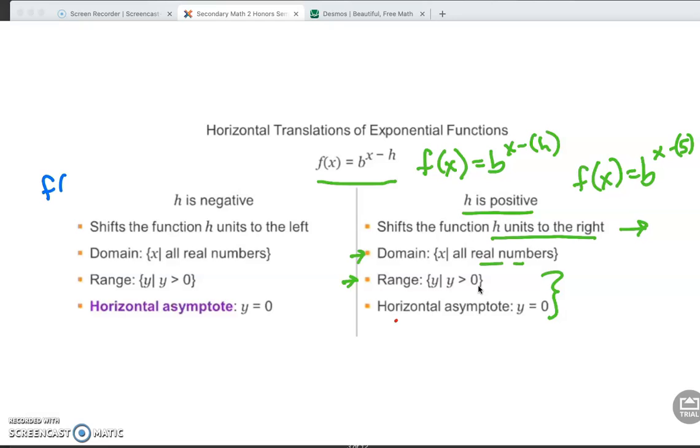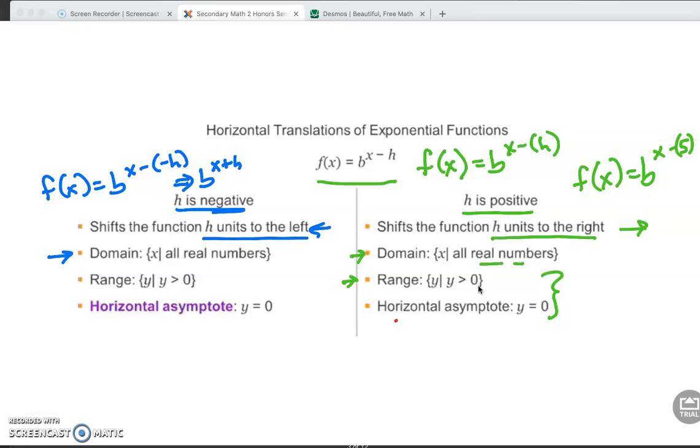So if I were to write this, f of x equals b to the x minus a negative h, well, if we simplified that, that's like b to the x plus h, right? So if we have a positive up here, that means that h is actually negative. So you've got to be careful about that. That means we're going to shift it to the left.